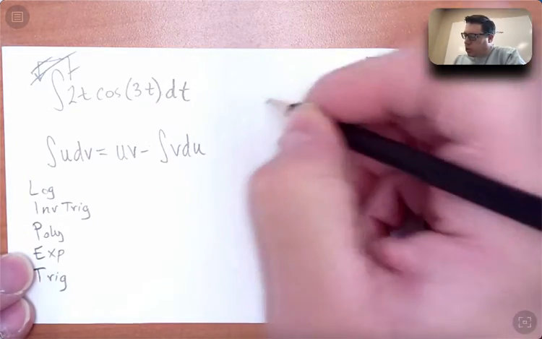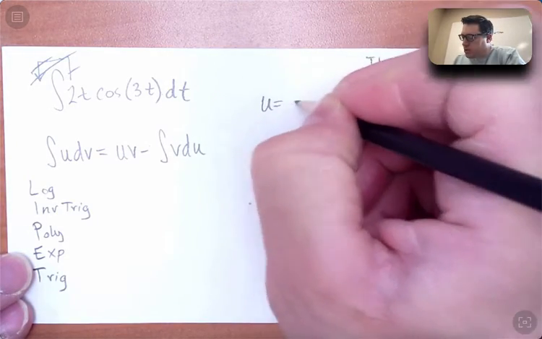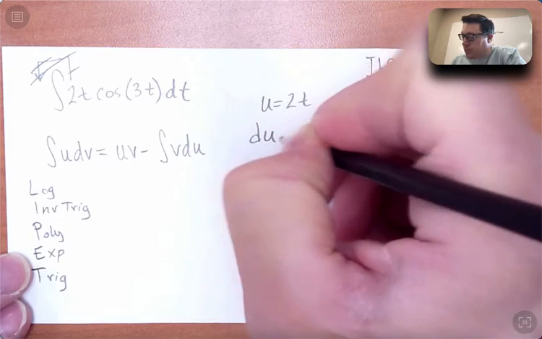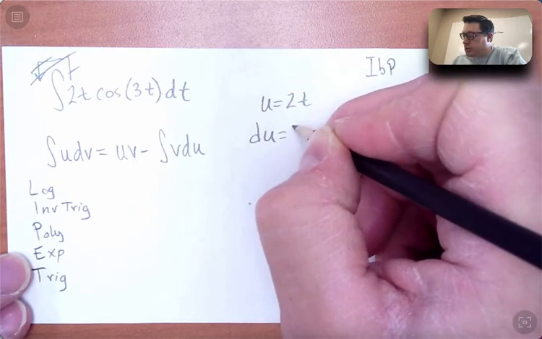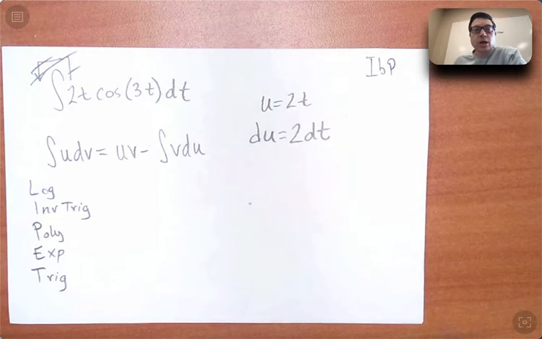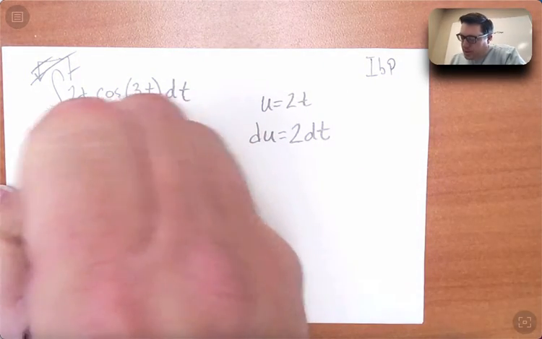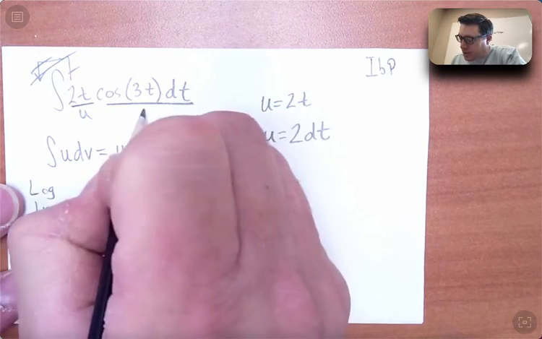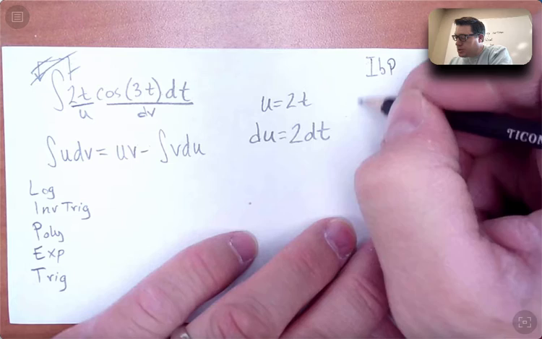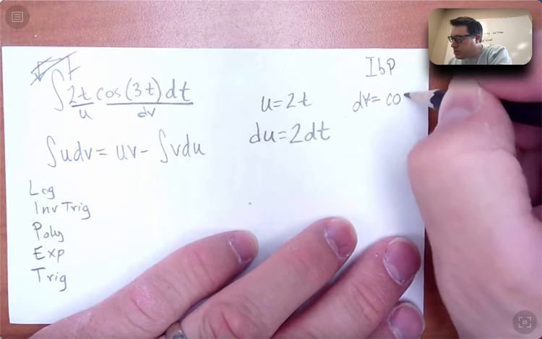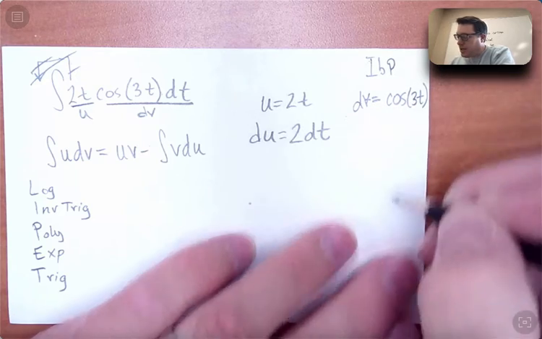So I'm going to work on the side. I'm going to say u equals 2t. And if you do a u sub, you have to also do a du sub. So the differential of u would be equal to 2 dt. That means that this is our u, and the rest of this, including the dt, is our dv. So I'm going to identify that as dv equals cosine of 3t.